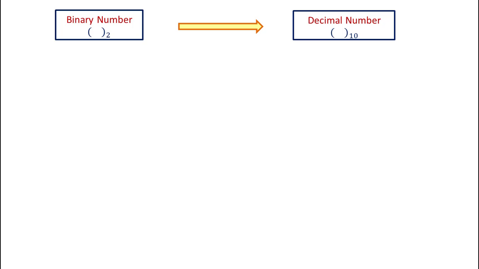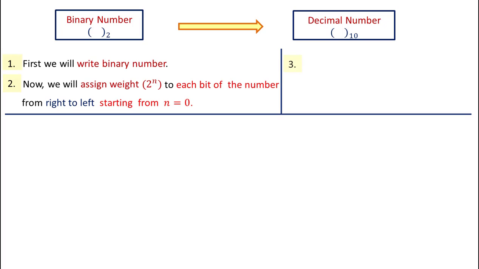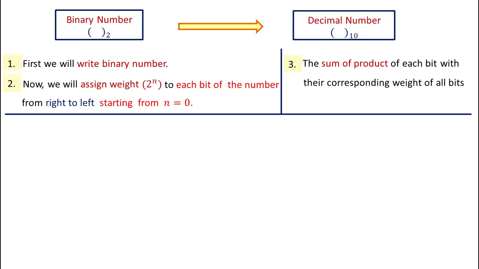To convert a given binary number into an equivalent decimal number, we have to proceed following the steps. Step 1. First we will write a given binary number. Step 2. Now we assign weight 2 raised to the power n to each bit of the number from right to left, starting from n equals 0. Step 3. The sum of product of each bit with their corresponding weights of all bits gives the equivalent decimal number. To make this concept more clear, we will discuss some examples.